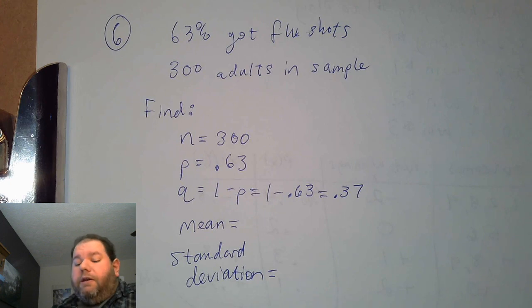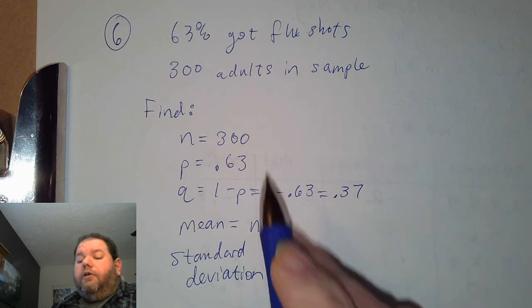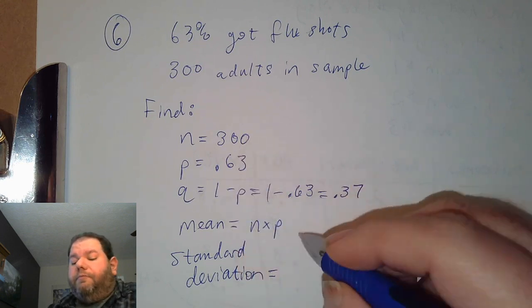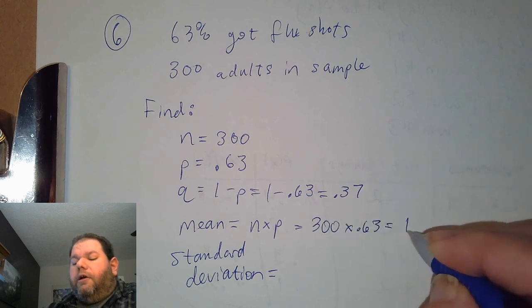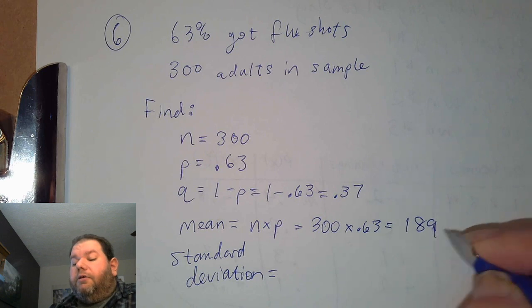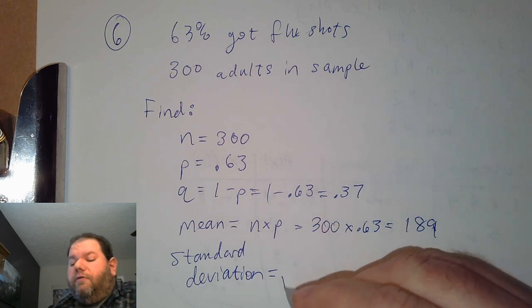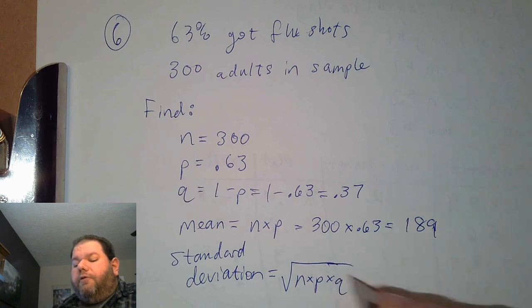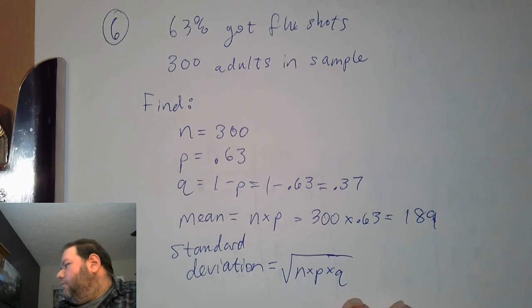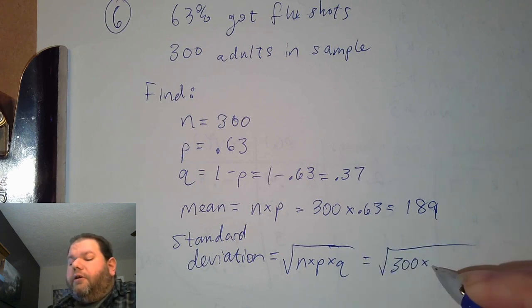Okay, for the mean, the formula for the mean is on the formula sheet. It's N times P. So just multiply 300 times 0.63. And that comes out to be 189. And our standard deviation, the formula there is N times P times Q, and then we take the square root of the product. So it's going to be the square root of 300 times 0.63 times 0.37.